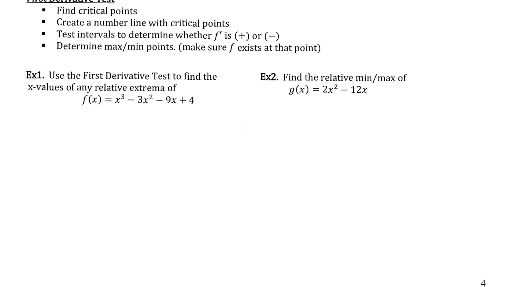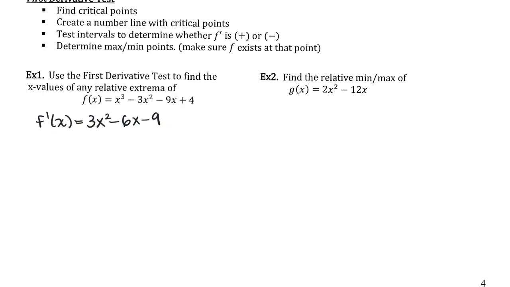Okay, so example 1, use the first derivative test to find the x values of any relative extrema. So first, find the critical points. To find the critical points, first derivative. So f prime of x equals 3x squared minus 6x minus 9. Critical points, we set it equal to 0. I'll figure out where this is undefined. This is defined everywhere, so we're going to do equal to 0.